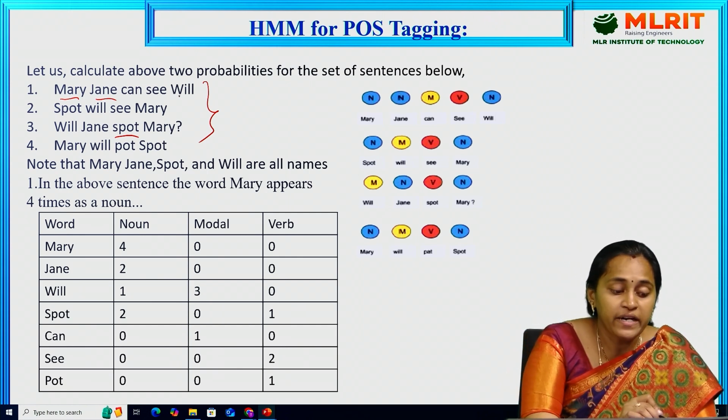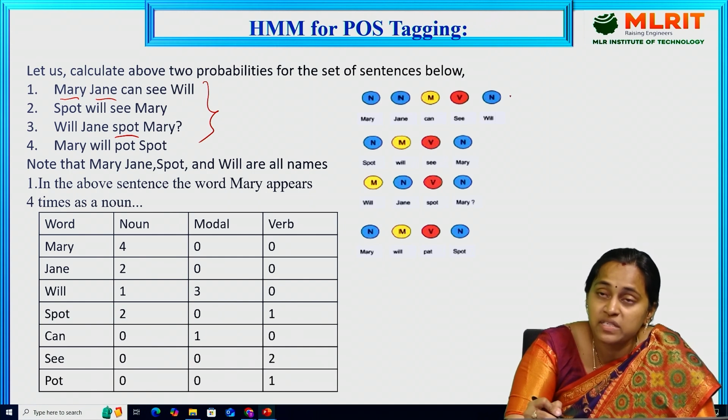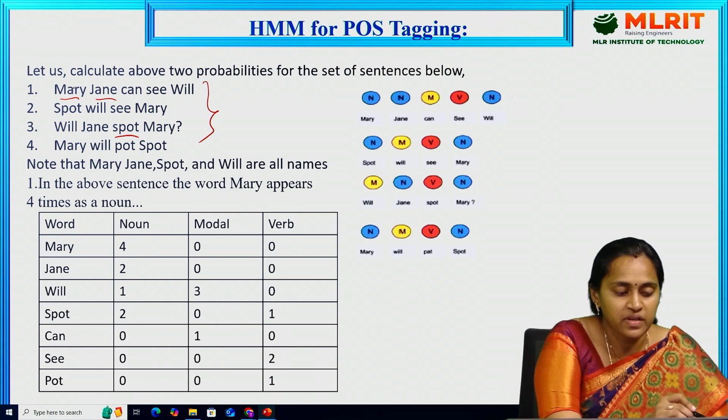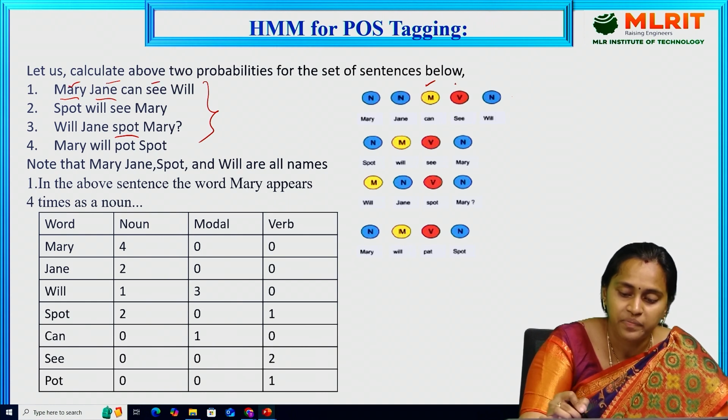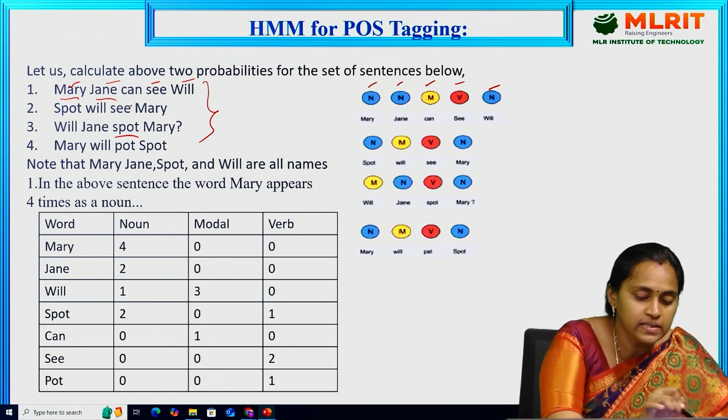Will are the names, particular persons' names, right? According to the sentences, I am dividing the POS tags. Here, Mary is the noun, right? First one here. John is the noun, right? Can is the modal here. See is the verb, and will is the noun. This is the first sentence structure.